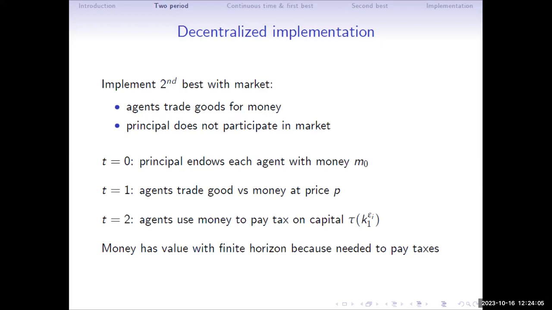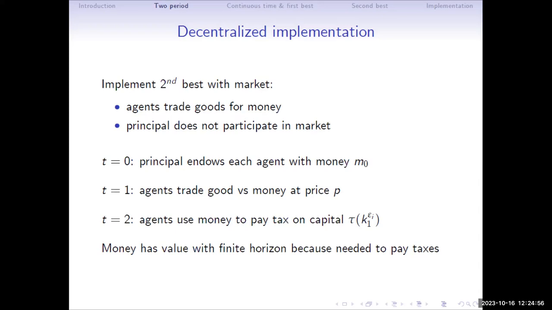But the principal will do something. The principal will raise taxes. The principal will tax the agent. And the taxes here will be contingent on capital. So at time zero, the principal gives you money, you invest your grain of rice. At time one, you get a return on your grain of rice. And then you can trade some of your good against money, buy some more good or sell some good. You consume and you invest. And you have to pay taxes on how much you hold as capital. And then at time two, you consume the output from your capital.